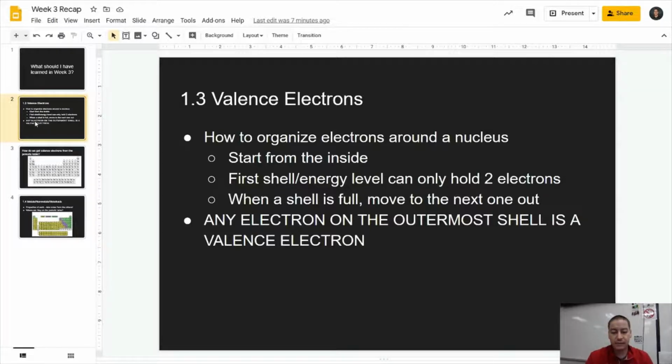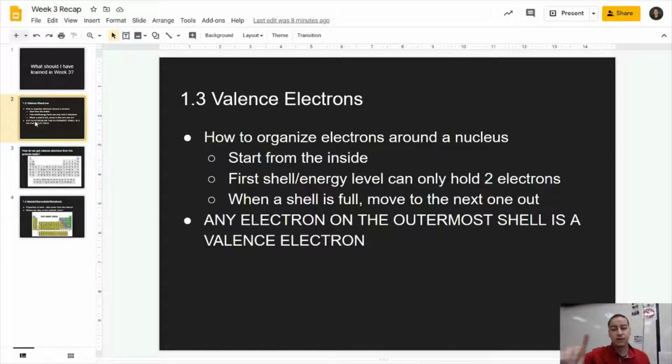And then finally, when you're done, you look at the very outside shell that has electrons, and you just count how many electrons are on that outermost shell, and those are the valence electrons. The valence electrons are going to be very, very important when we get to our next unit, which is after next week. We talk about how these elements actually bond together to give us most of our compounds we deal with in daily life. So valence electrons, very important.